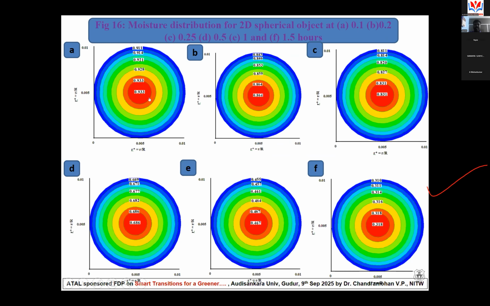Now this is the moisture content distribution inside the green pea. Actually, a green pea is not a perfect sphere, but we assumed it is a perfect sphere and solved the spherical equations. Previously, we took Cartesian coordinates since a rectangular potato was taken. The green pea is almost 95% spherical, so we assumed 100% sphericity and modeled it as a sphere to get the temperature distribution inside.